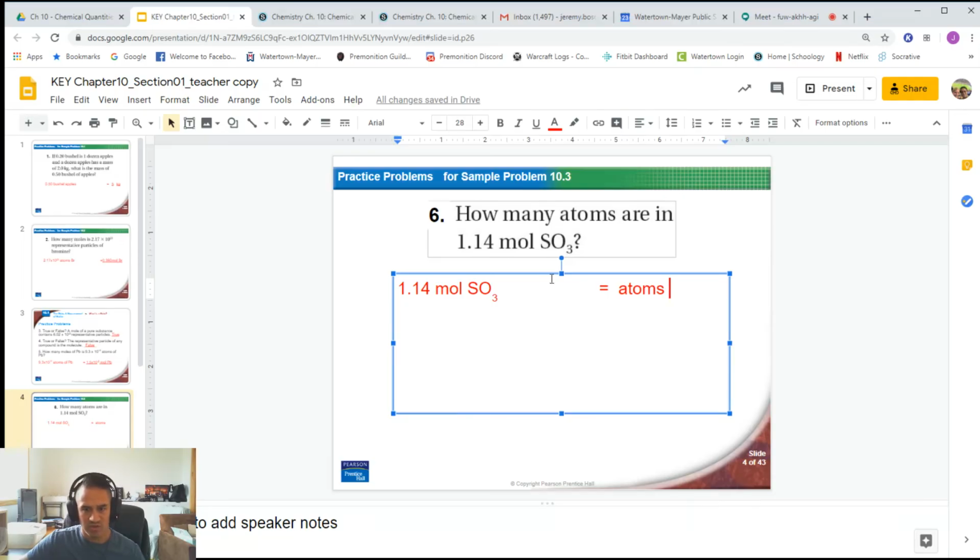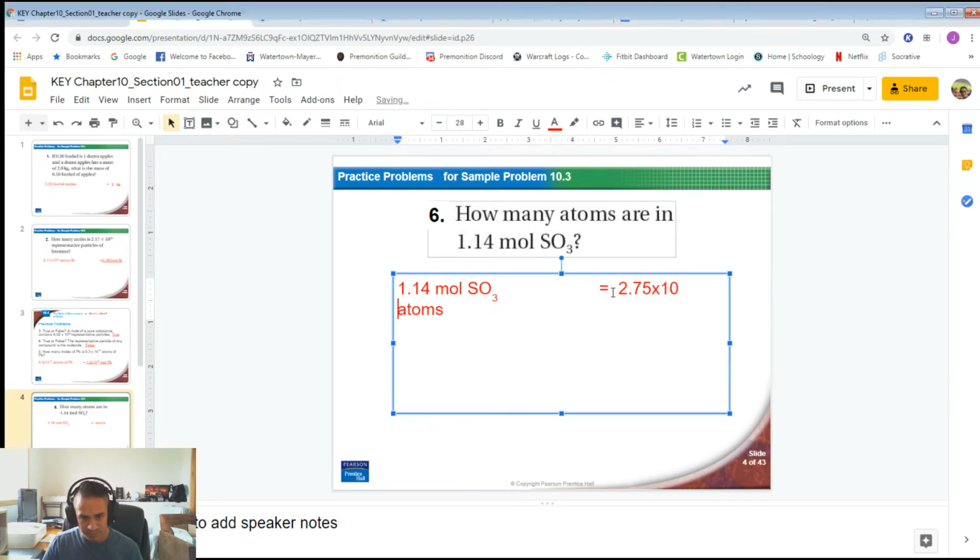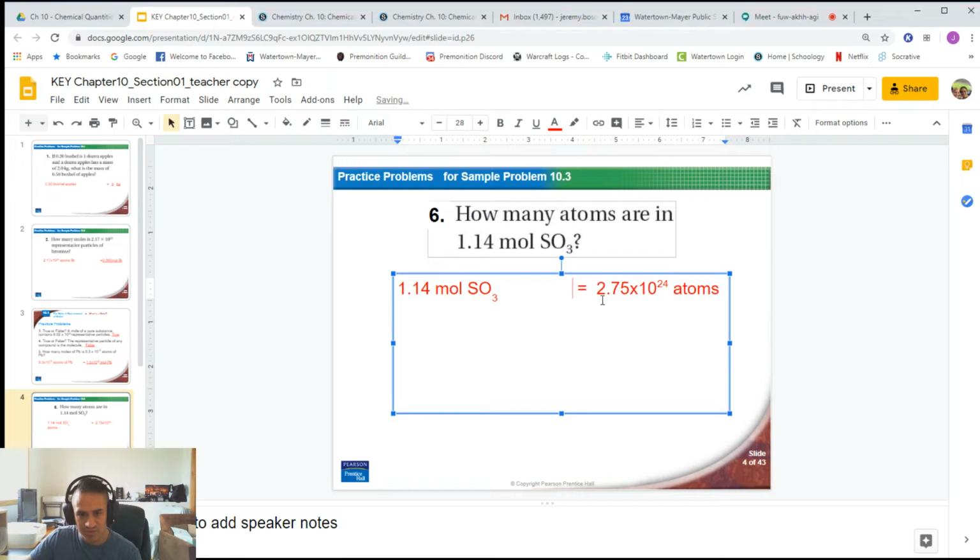So again, let's go type that into our notes here. So we have 2.75 times 10 to the 24th. And let's get rid of some space here. There you go. Okay, so this is the number of atoms that they're looking for. A little bit tricky just because of the units.